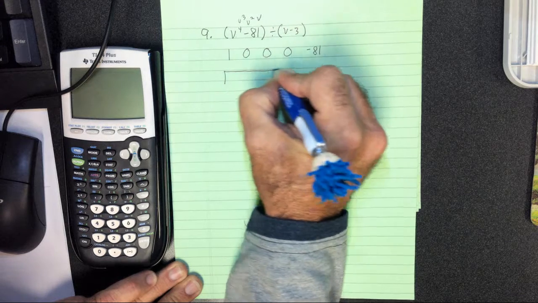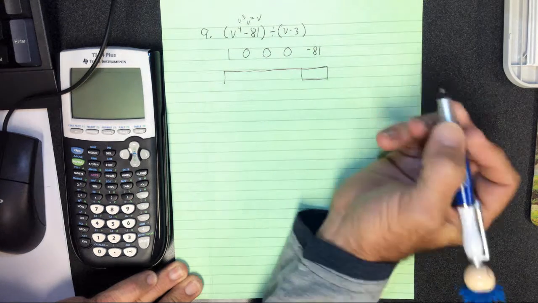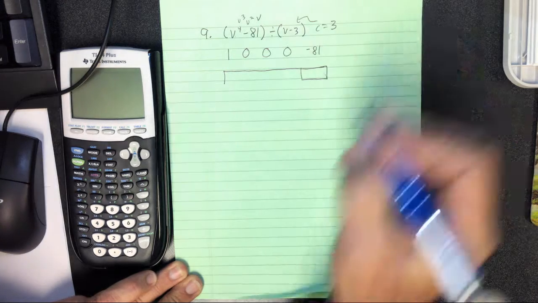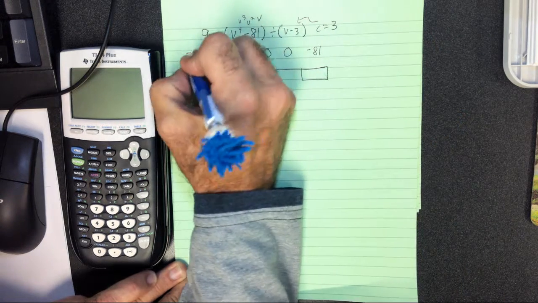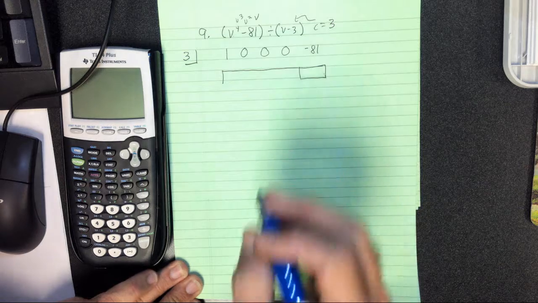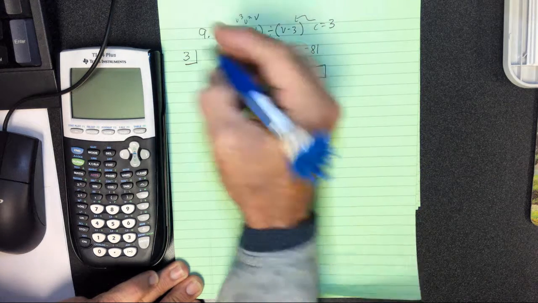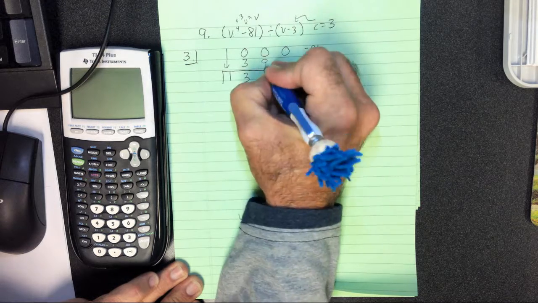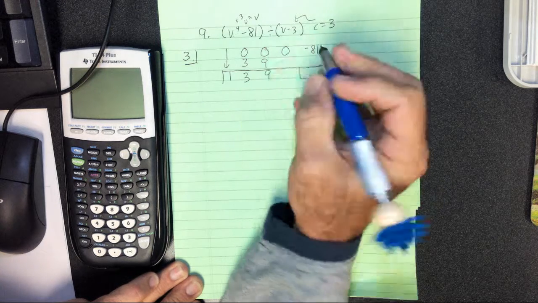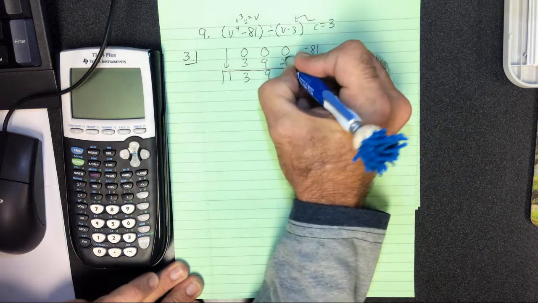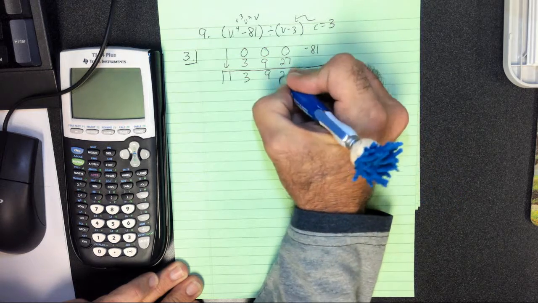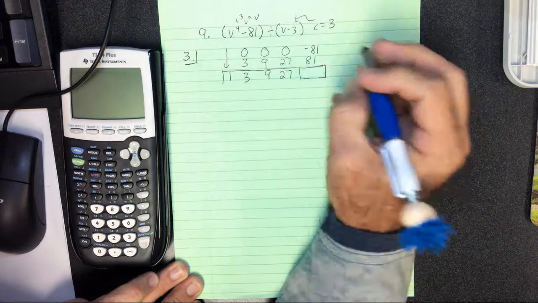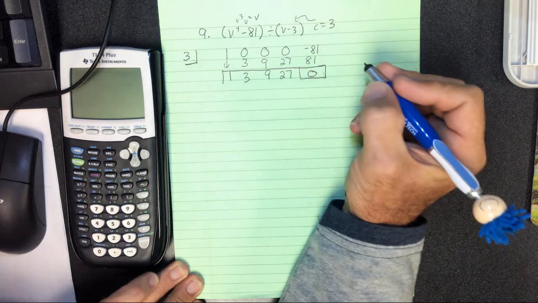Then I'm going to draw my little house again. This time c, since that's negative 3, c will be a positive 3. Alright, so here we go. We bring down the 1. 1 times 3 is 3. 0 plus 3 is 3. 3 times 3 is 9. 0 plus 9 is 9. 9 times 3 is 27. 0 plus 27 is 27. 27 times 3 is 81, which gives me a 0 remainder.